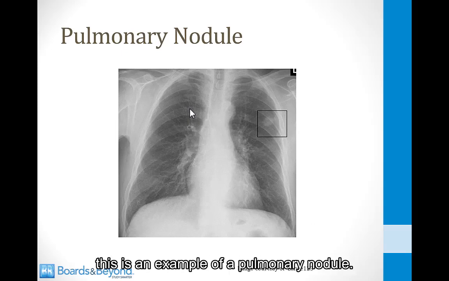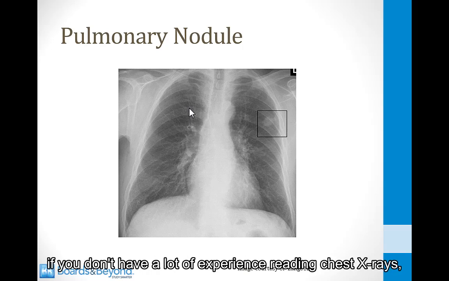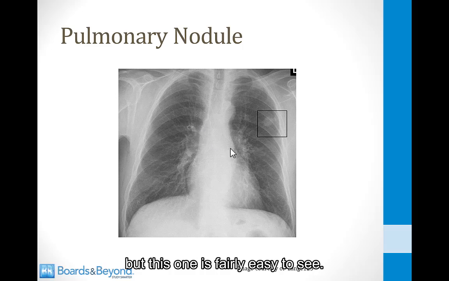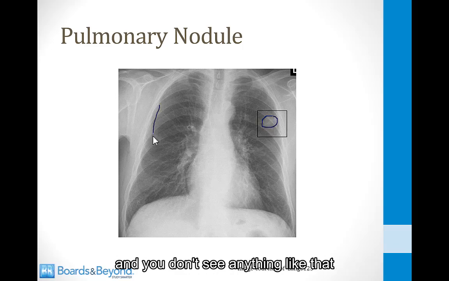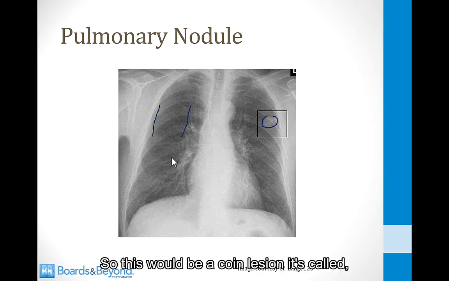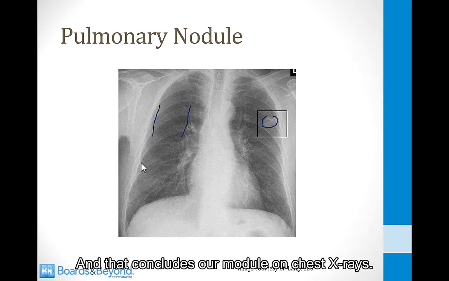And then finally, this is an example of a pulmonary nodule. So pulmonary nodules can be very subtle, and they're difficult to pick up if you don't have a lot of experience reading chest X-rays. But this one is fairly easy to see. If you look out here in the left lung field, you see this circular region here that has whiteness in it. You don't see anything like that over here on the right lung. So this would be a coin lesion, it's called, or a pulmonary nodule, and this is a patient who could have a lung cancer. And that concludes our module on chest X-rays.